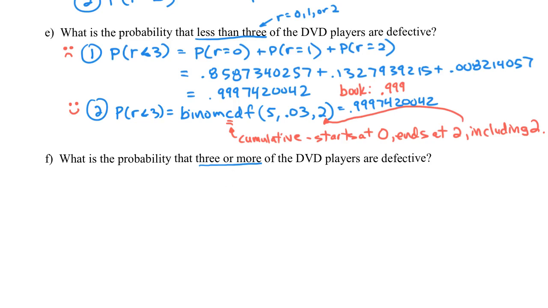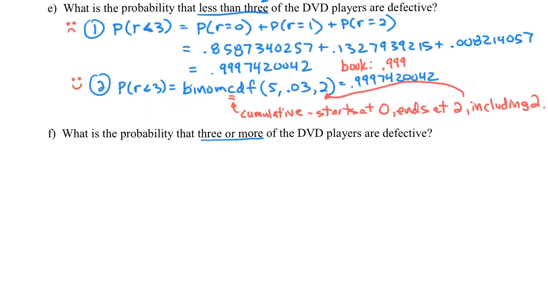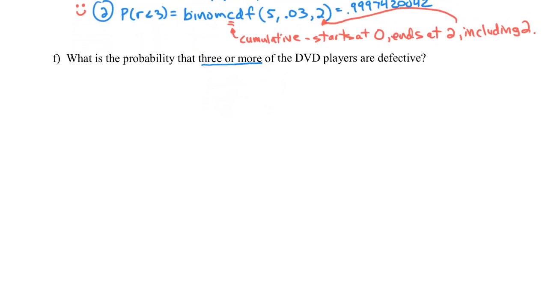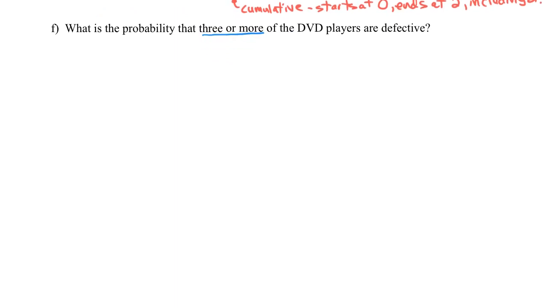3 or more, probably going to be really small, because it's not very likely that if you pick 5 of them from that pile, and that pile has 3% of them bad, you'd have to be a super unlucky person to get 3 or more defective in your pile of 5. But here's what we have to think about. Okay, I'm going to first show you again the sad way to do this problem.